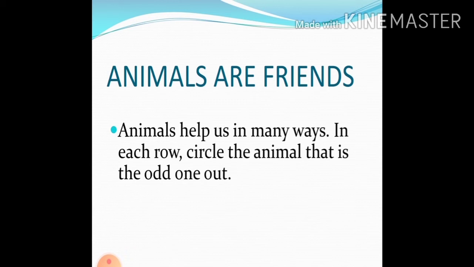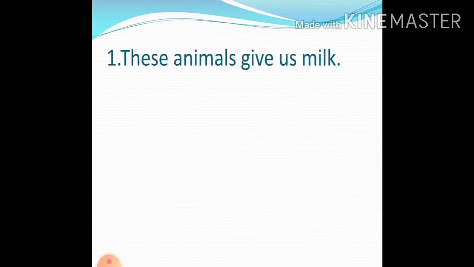So I am going to show you some animals and tell you how these animals help us. But you have to find the odd one out. I am going to give you 3 options and you have to see which of these 3 animals is the odd one out. Fine. So let's begin. Let's see the first one.